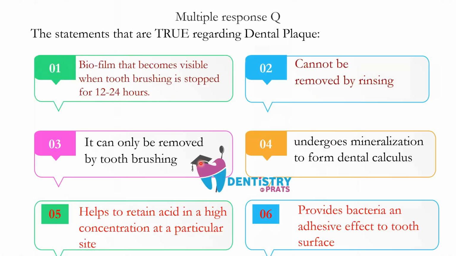So an MCQ which can be asked from today's lecture is actually a multiple response question, not a multiple choice question. So the statements that are true regarding dental plaque: that it is a biofilm that becomes visible when toothbrushing is stopped for 12 to 24 hours. It cannot be removed by rinsing. It can only be removed by toothbrushing. It undergoes mineralization to form dental calculus. It helps to retain acid in a high concentration at a particular site. It provides bacteria an adhesive effect to the tooth surface.